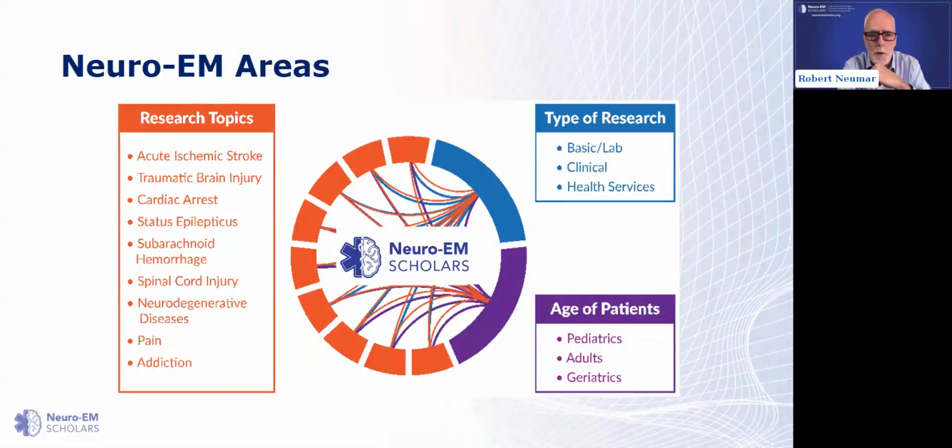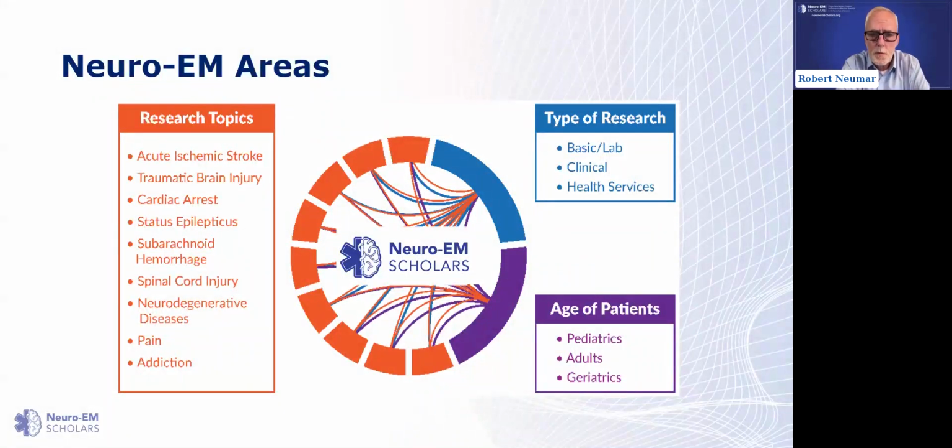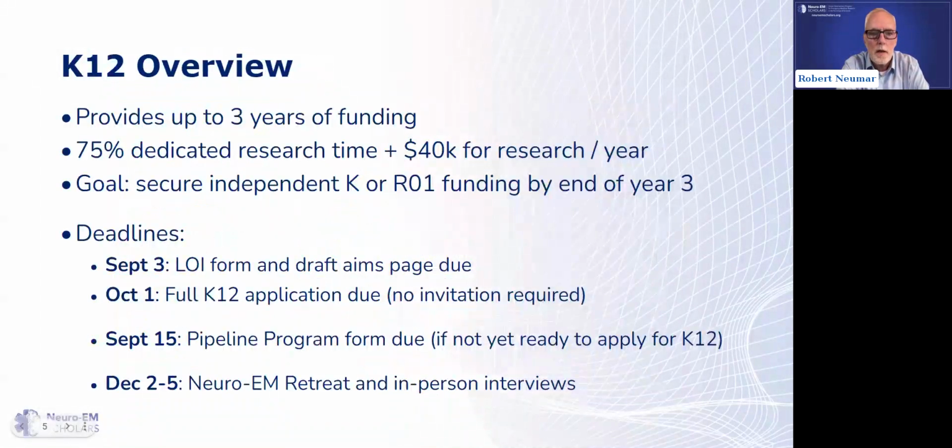This involves the whole spectrum of translation. So it could be basic science, very much molecular mechanisms research, if that's where your interests are, clinical research, or health services research as well. So we try to cover the entire spectrum of translation in these areas of research, and there is no age limit on the patient population to be studied. Pediatrics through geriatrics are all in scope. So next slide, and I think I'll hand it off to Ope.